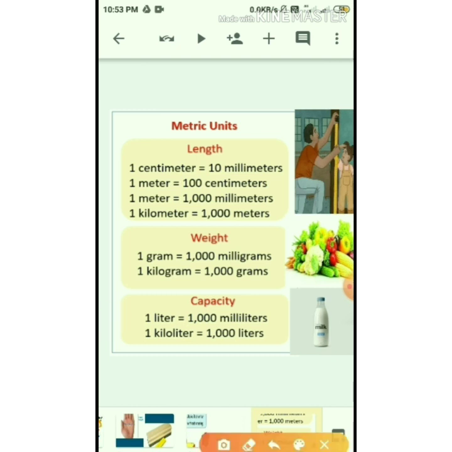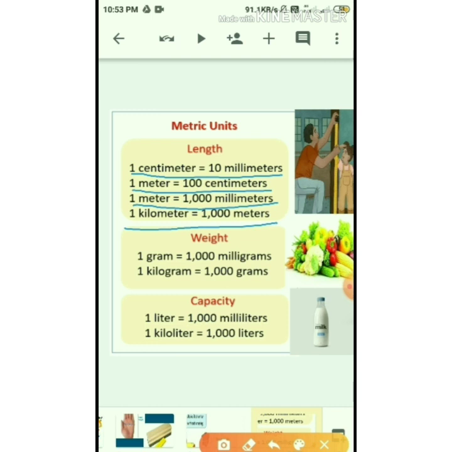Conversion means changing one thing into another thing. Like in this, 1 centimeter is equal to 10 millimeters. We are converting centimeter into millimeter. Second one is 1 meter is equal to 100 centimeters. Now in this we are converting meter into centimeter. In the third one, 1 meter is equal to 1000 millimeters. Okay, and in the fourth one, 1 kilometer is equal to 1000 meters.